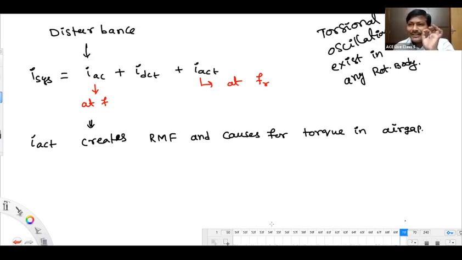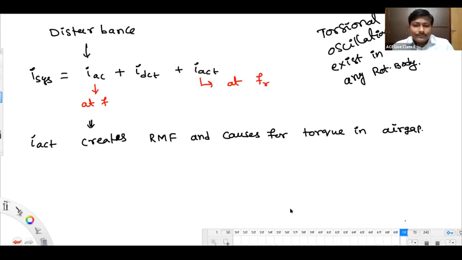Yeah, please listen. If the frequency of this extra torque created and the frequency of these torsional oscillations are matched, what can we experience now?